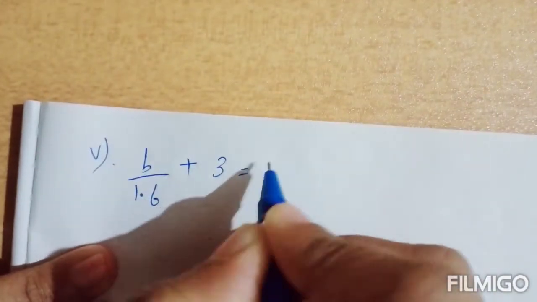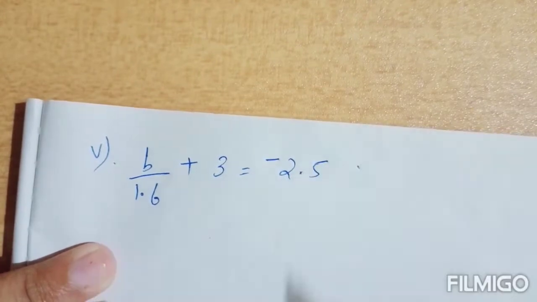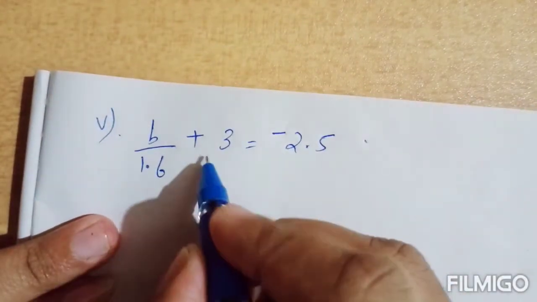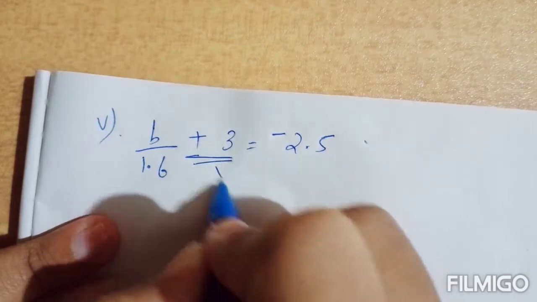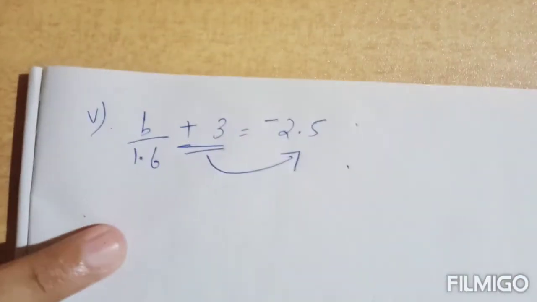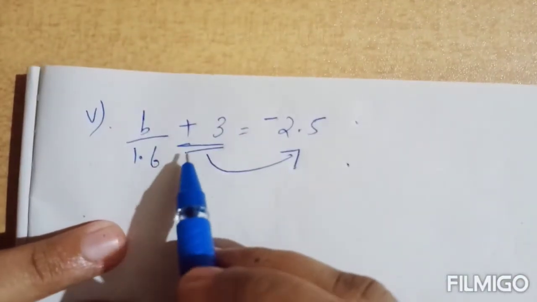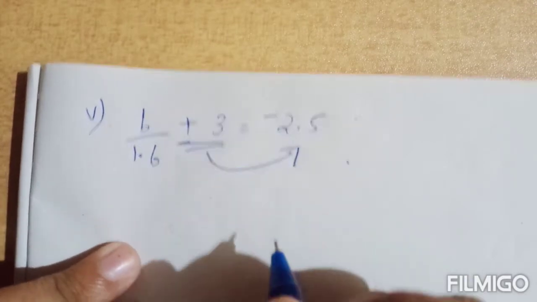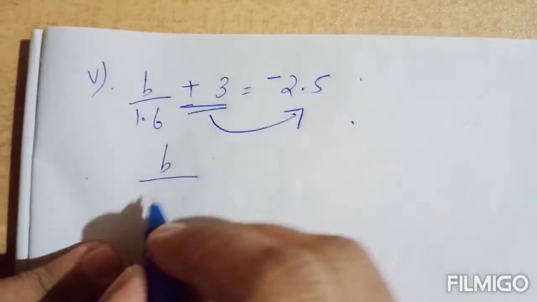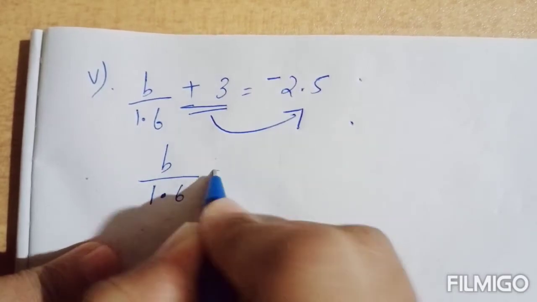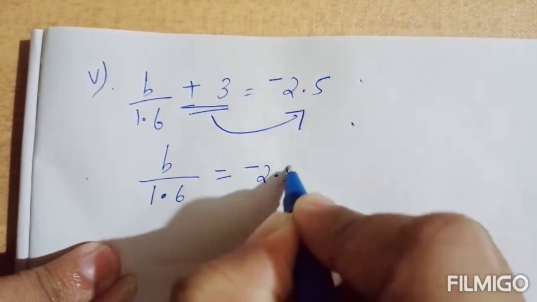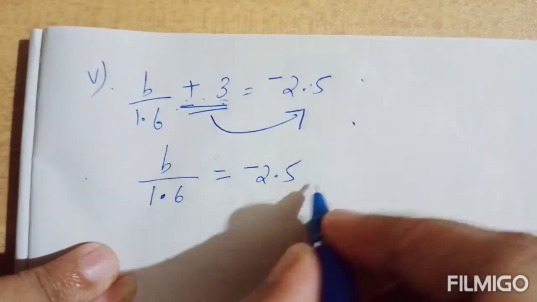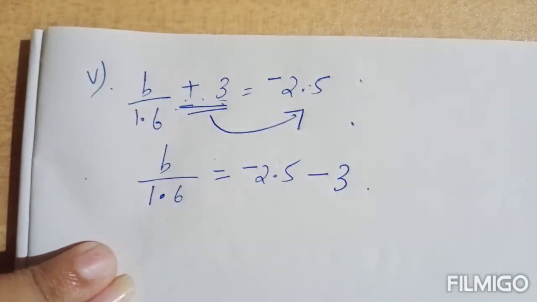Okay. Now fifth one, b by 1.6 plus 3 equal to minus 2.5. So first let us transfer this positive to the other side. We know that a positive term on taking to the other side will be negative. We will get b by 1.6 equal to minus 2.5. This plus 3 will become minus 3.